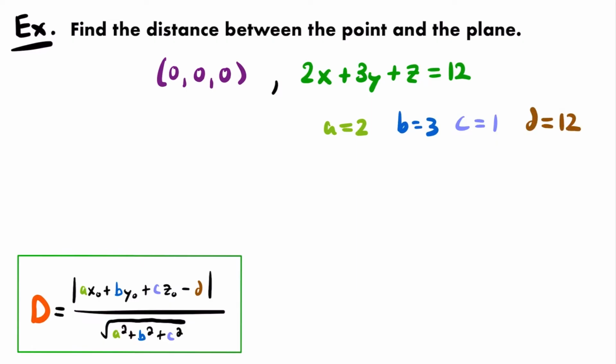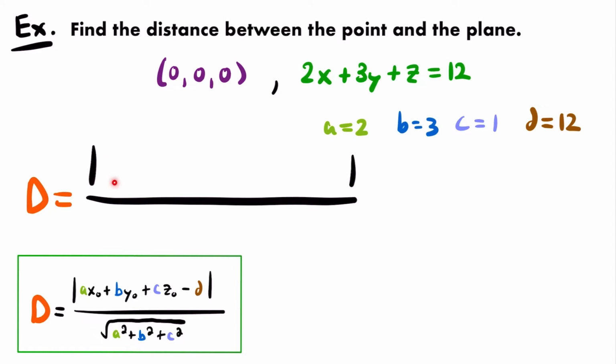All right, and so now let's set up the distance formula. Let's find the distance between this point and this plane. We will have the absolute value of a times the x coordinate. And notice that the x, y, and z coordinates are all 0, so that makes things pretty simple here. We're going to have a times 0 plus b times 0 plus c times 0, and then minus d. So we're going to have 2 times 0 plus 3 times 0 plus 1 times 0 minus 12. So let's write that in here. We'll have 2 times 0 plus 3 times 0 plus 1 times 0 minus 12.